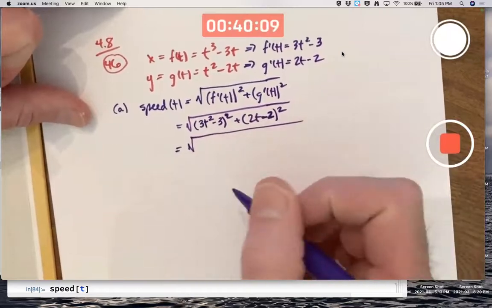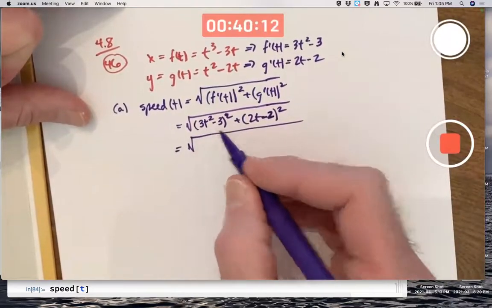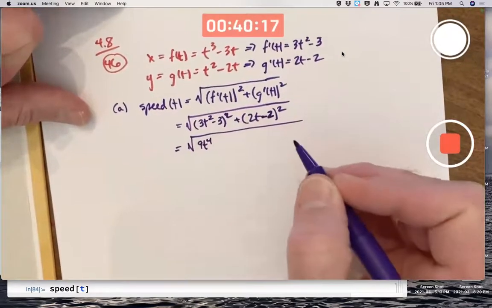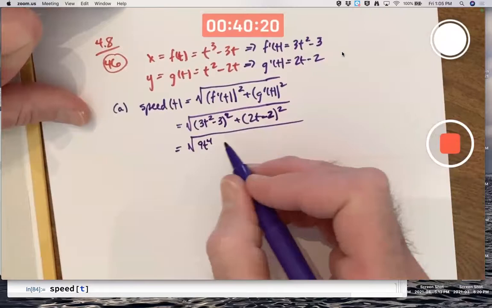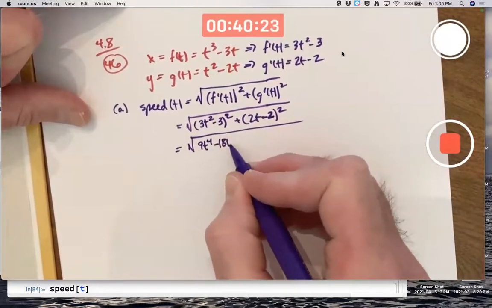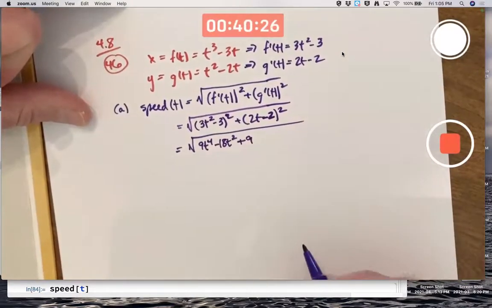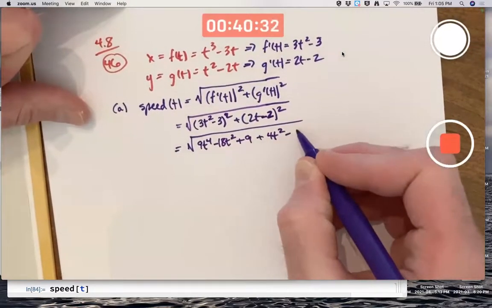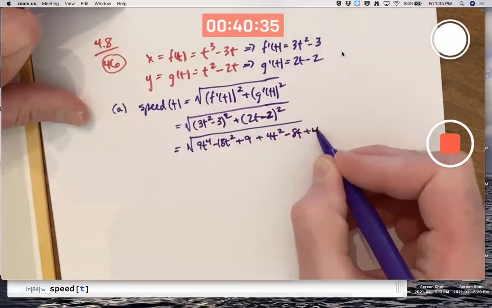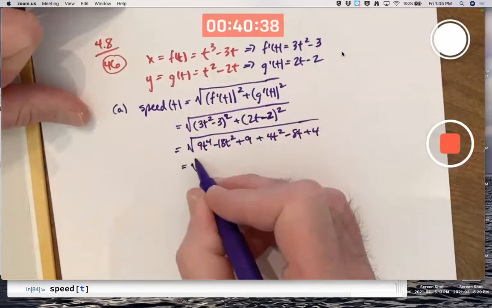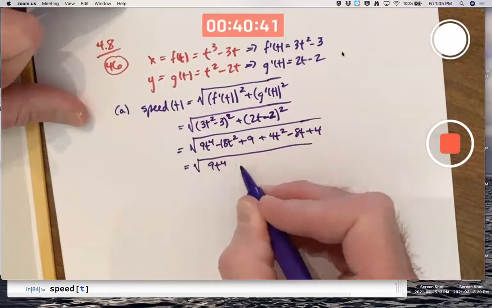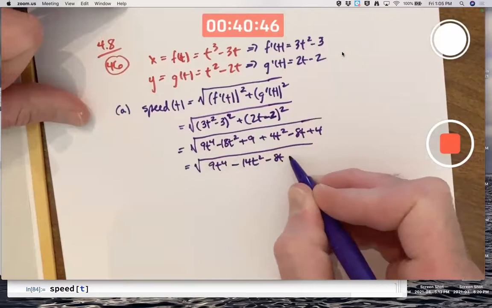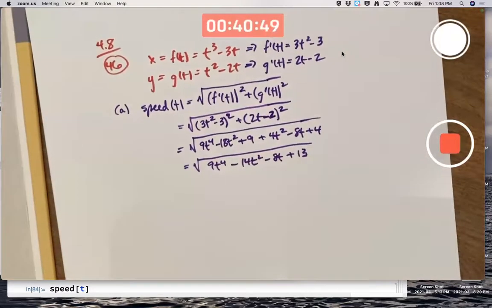So I'm going to be foiling in my head. 3t squared minus 3 times another 3t squared minus 3. I'll get the 9t to the 4th, should be a minus 18t squared and then a plus 9. And then if I square this, I get a plus 4t squared minus 8t plus 4. Square root of 9t to the 4th minus 14t squared minus 8t plus 13. I did not make a mistake.